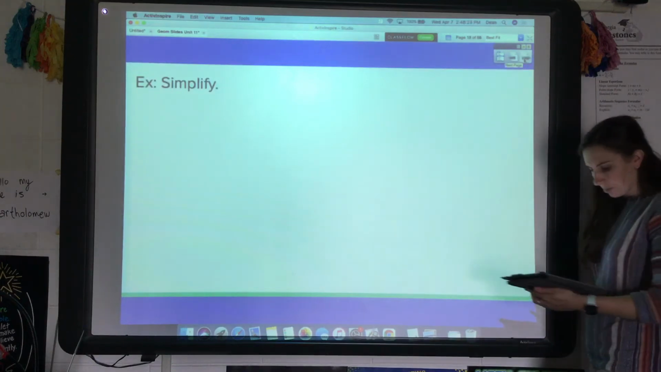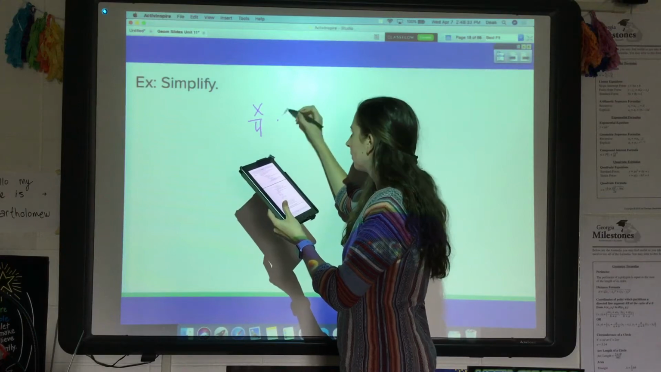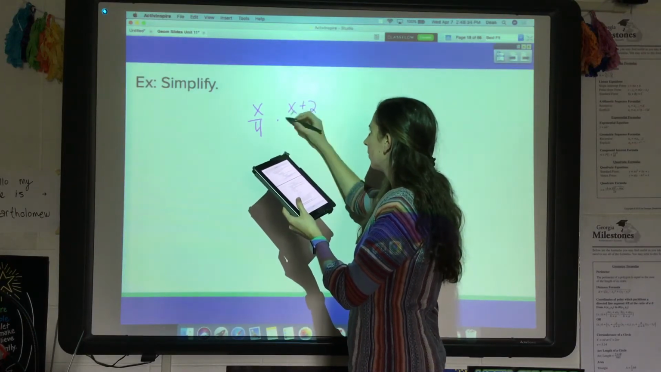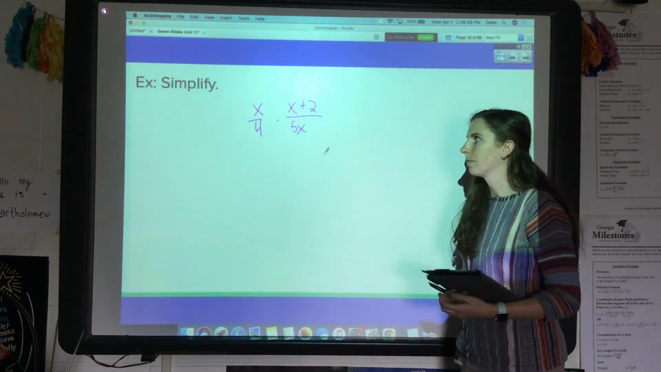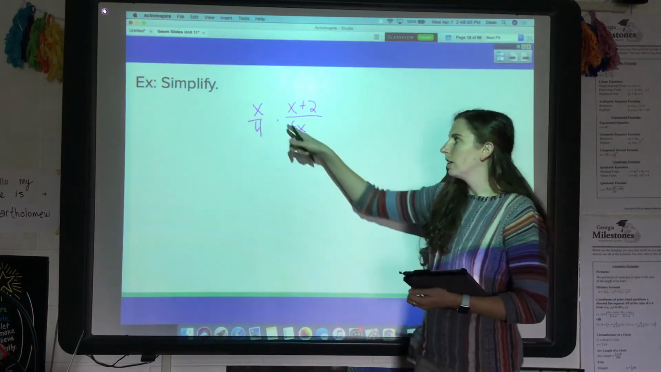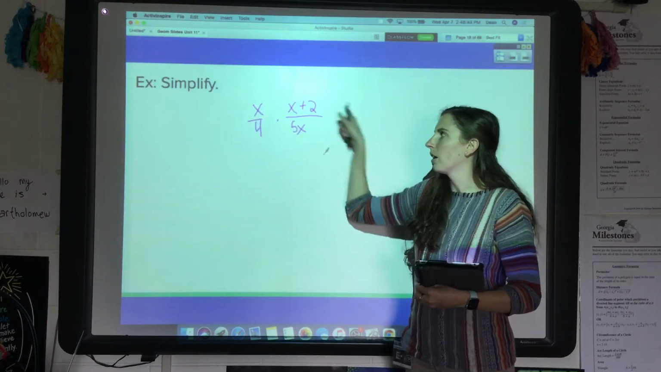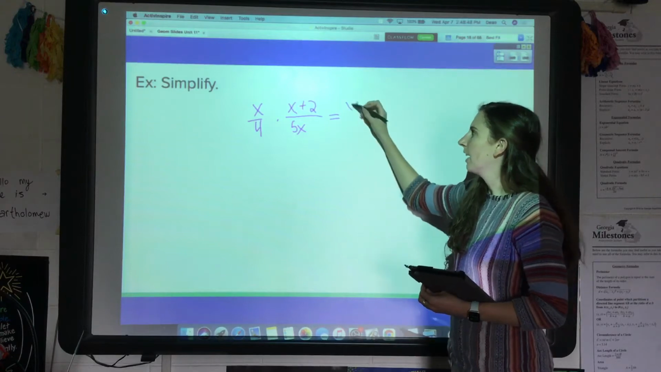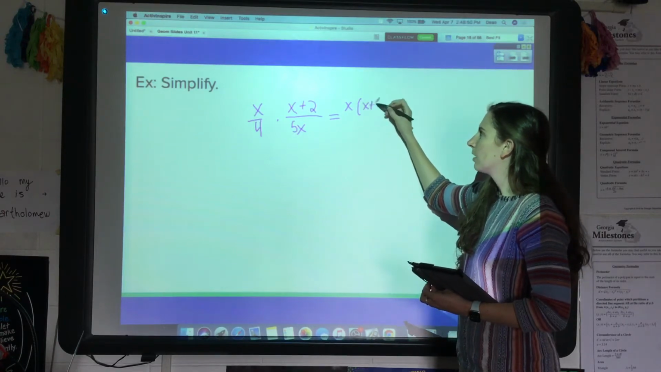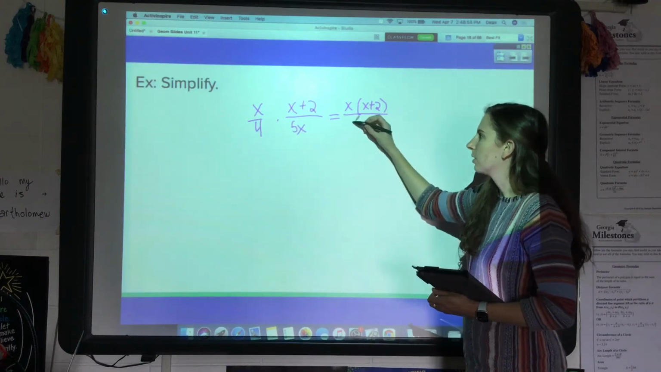So for example, let's say we're trying to simplify this. First of all, the dot in the middle really doesn't matter. I'm just going to multiply across the top and across the bottom. So I'm going to have x times x plus 2 over 4 times 5x, which is 20x.